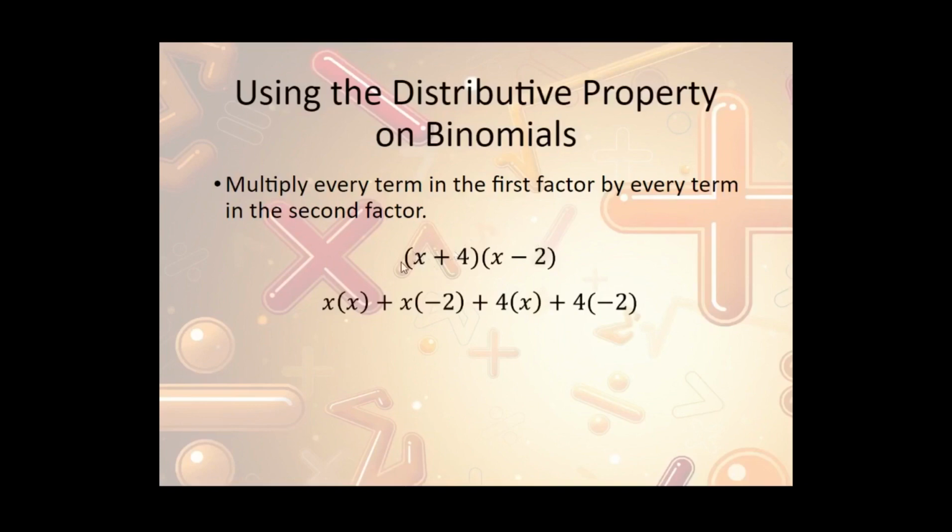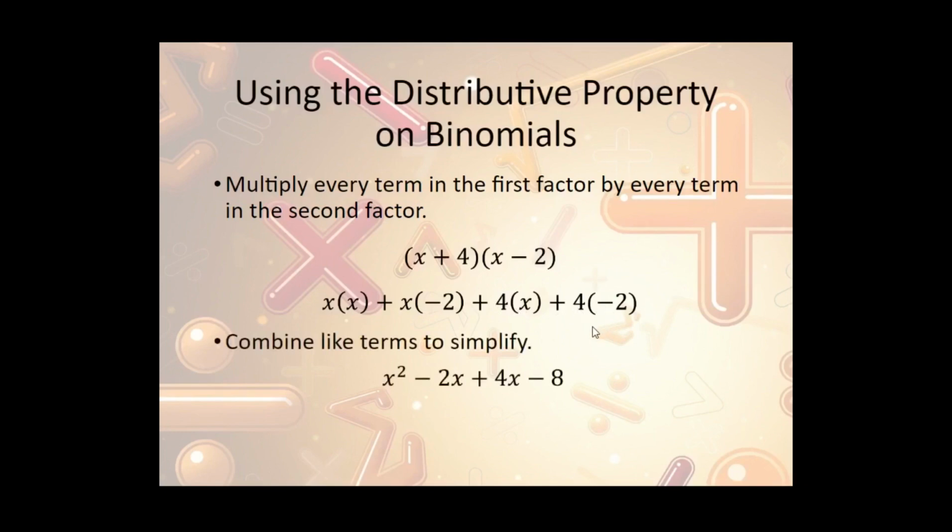Then that's all it for the x's. Now we do the 4. So 4 times x and then 4 times negative 2. And now we go ahead and combine these. So x times x is x squared. Negative 2 times x is negative 2x. 4 times x is 4x. And 4 times negative 2 is negative 8.